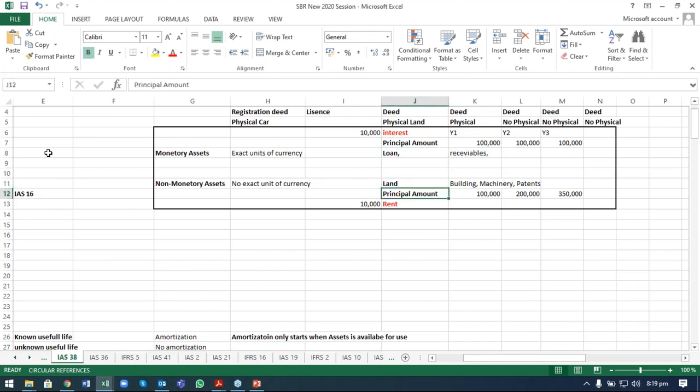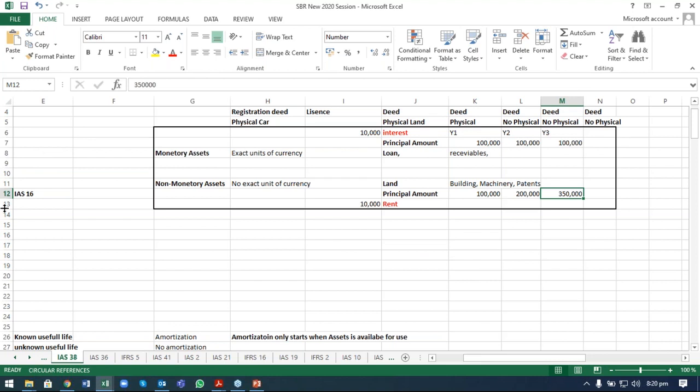But if you look into the market value of the land, its value is going to change. In year one, it's 100,000. In year two, it might be 200,000. In year three, it might be 350,000. It's never going to stay the same. You cannot assign an exact unit of currency, because the land value is appreciating day by day. As far as the loan is concerned, its value can never appreciate, right?